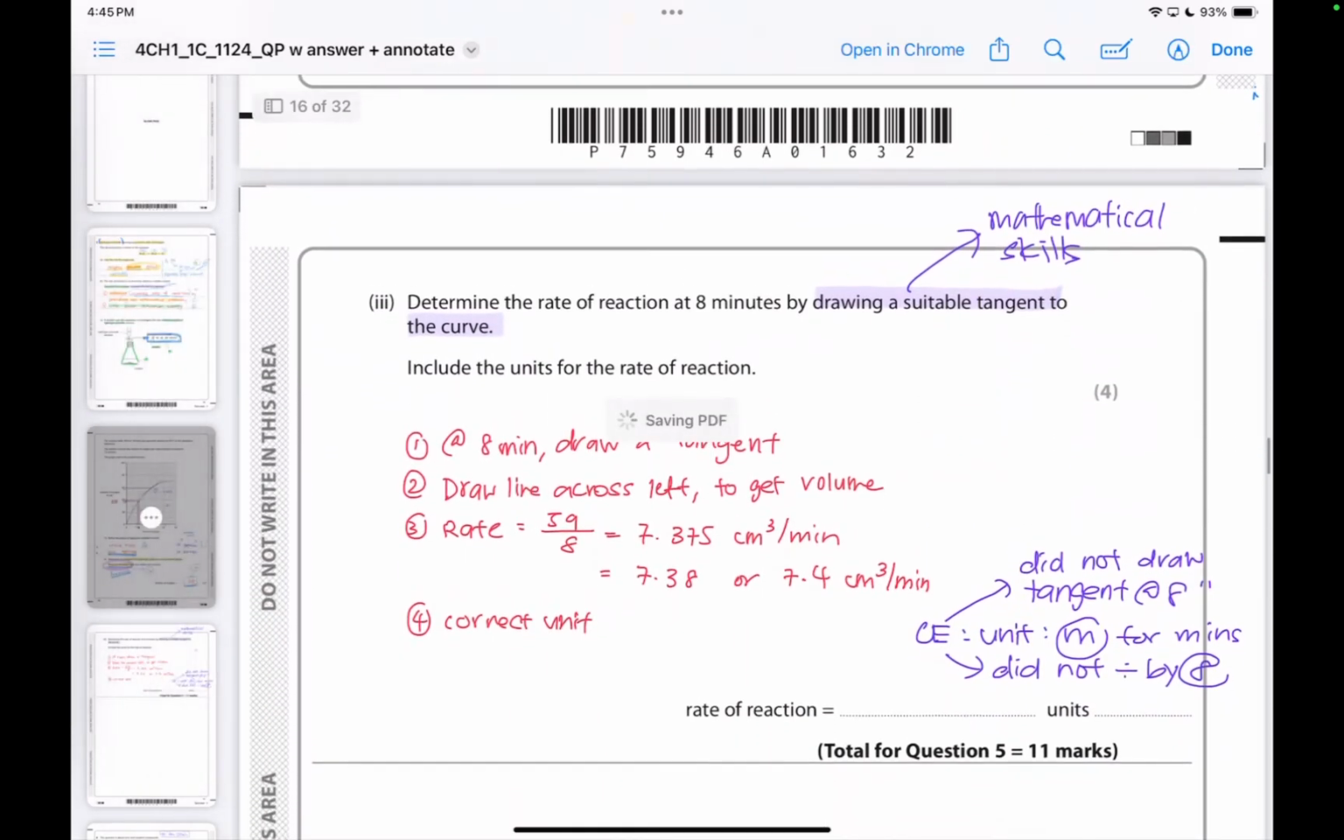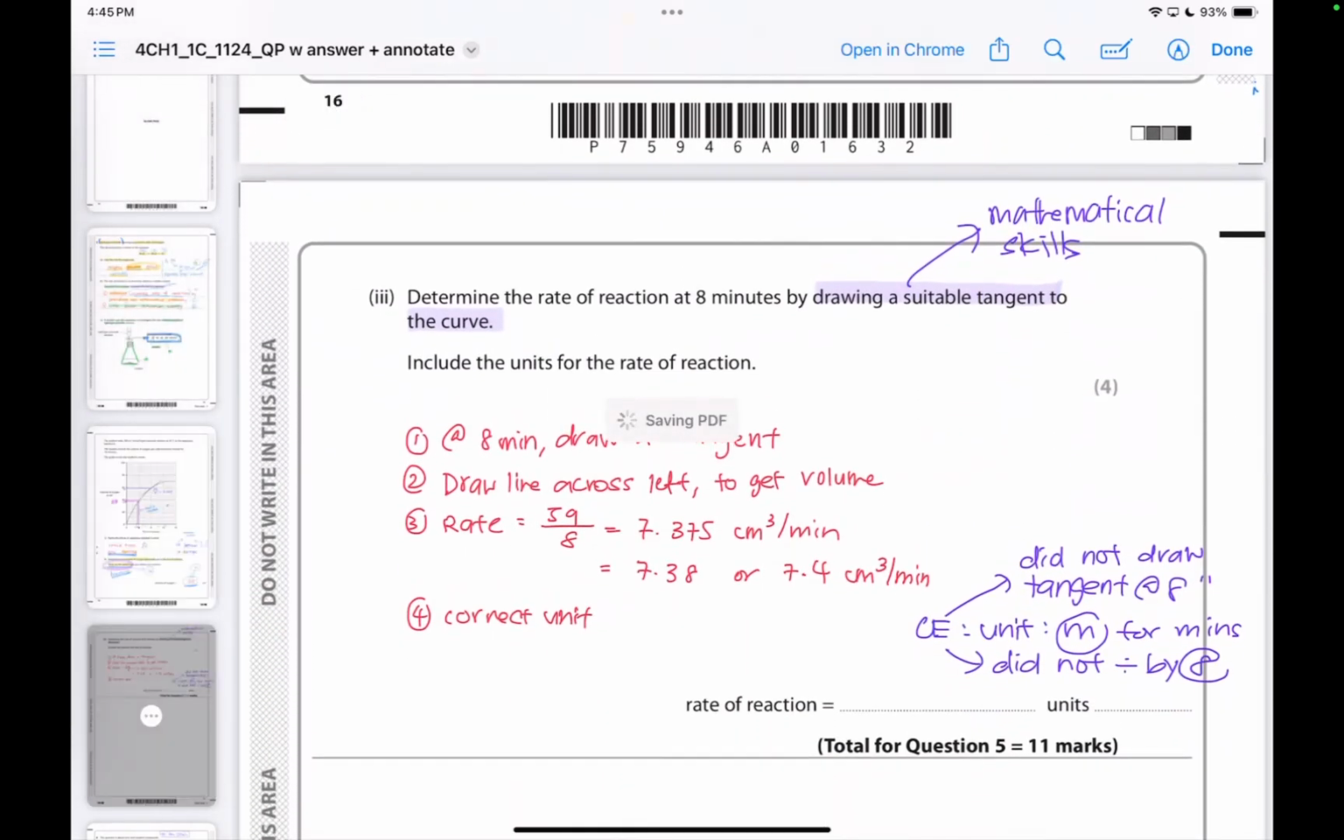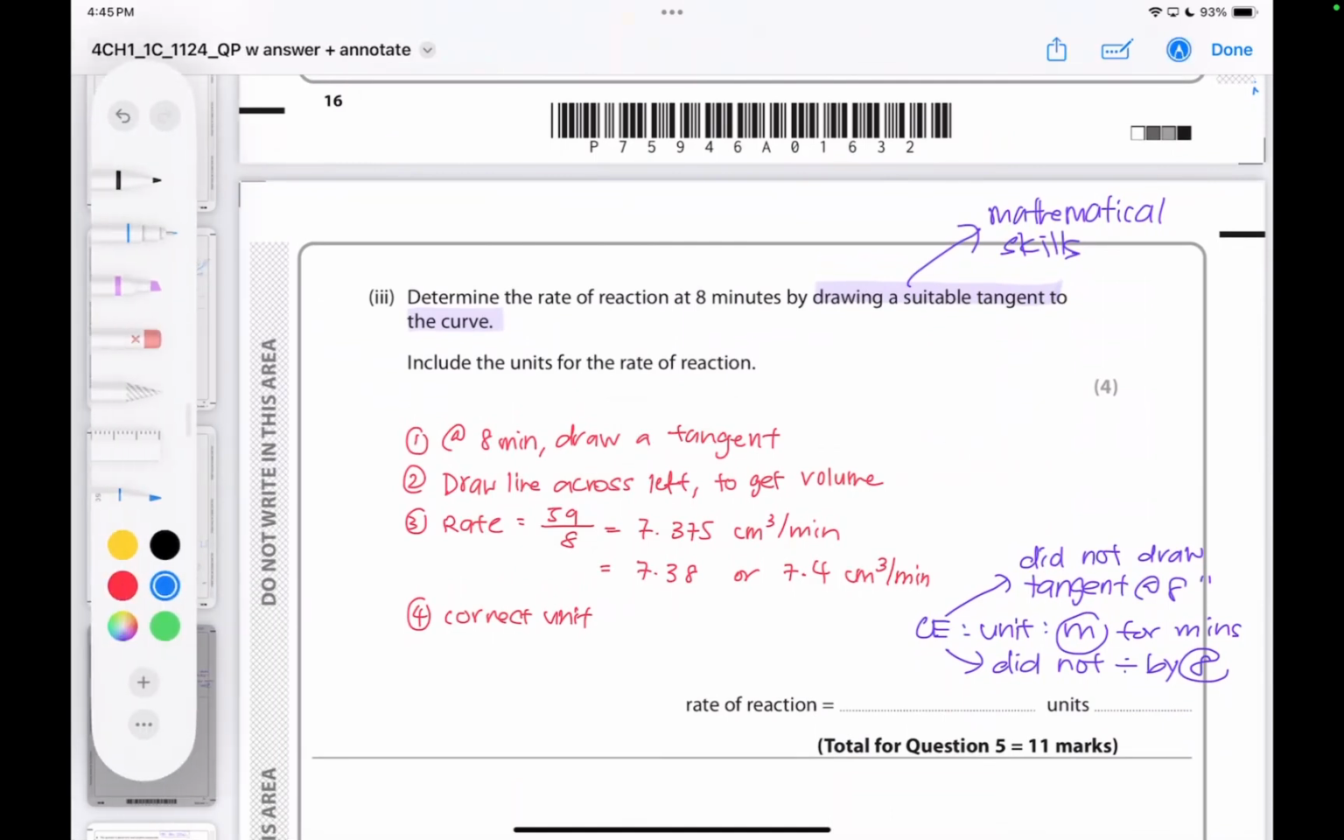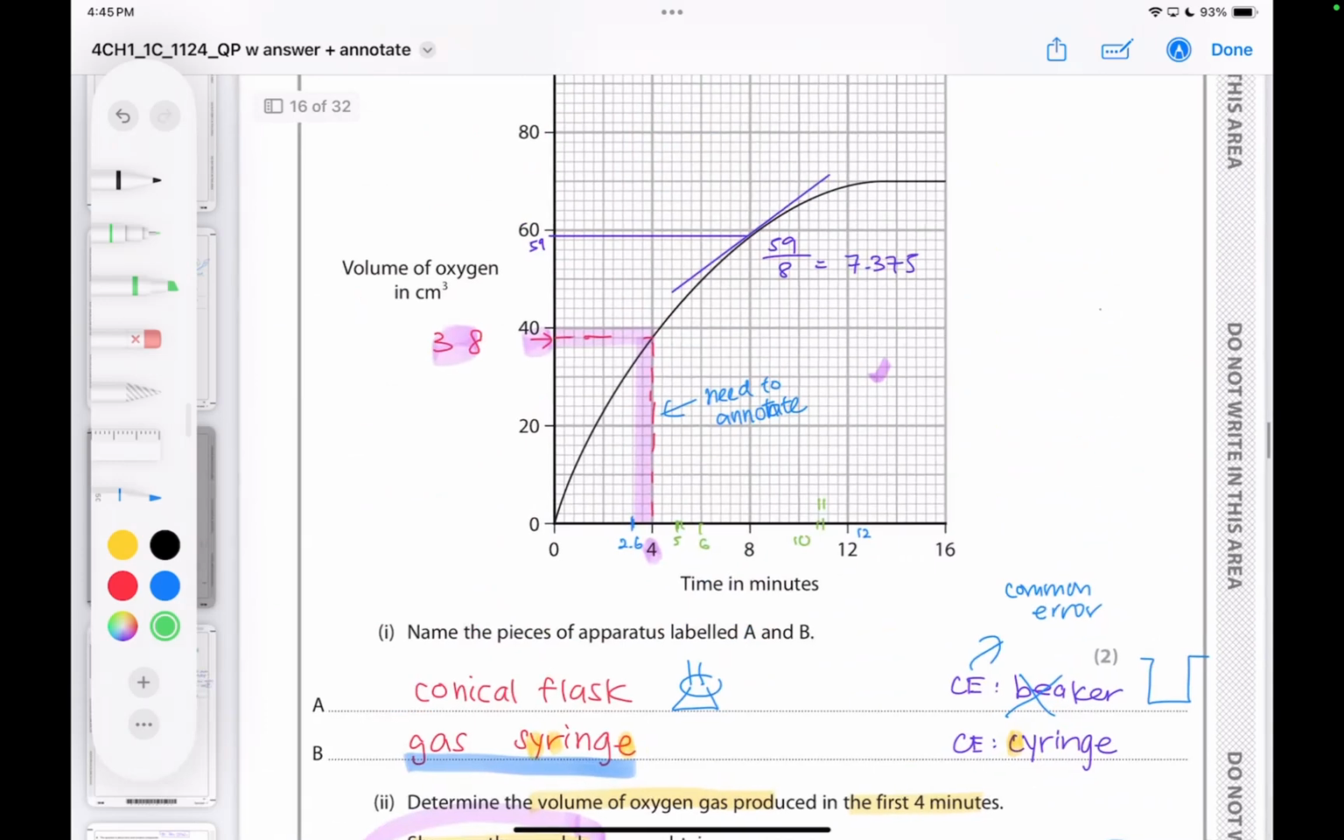Then this is the 4-mark question I'm going to talk about. This is a mathematical skill that you need to display when you're doing chemistry. You need to draw a suitable tangent at the 8th minute, and you also need to include units for rate of reaction. So there are some additional things that you need to do in order to get 4 marks. Let's do it one at a time. Let's go to the 8th minute first and draw a tangent.